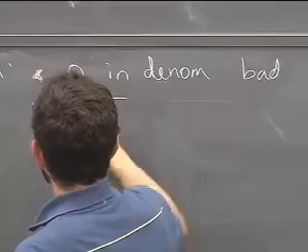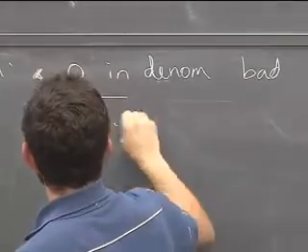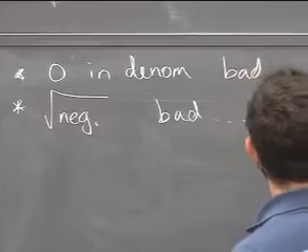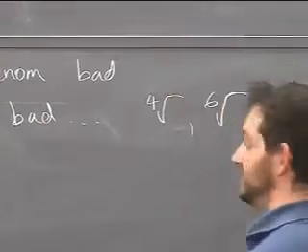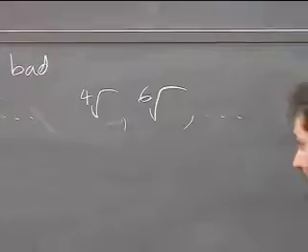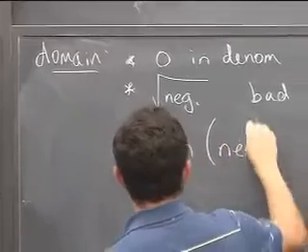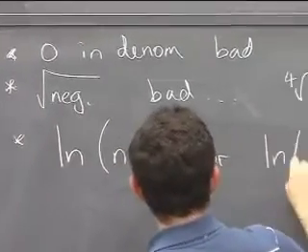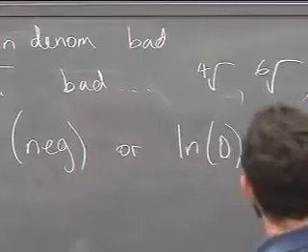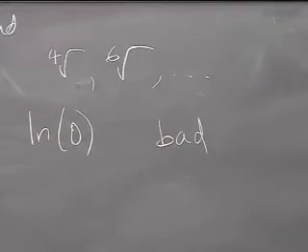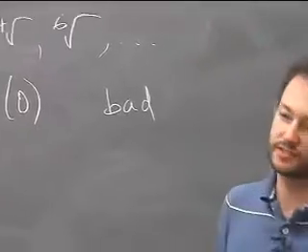Square root of a negative number, bad. Same goes for fourth roots, sixth roots, and so on. But not the cube root. You can take the cube root of a negative number, no problem. Also, you cannot take the logarithm of a negative number, or even log of 0. That's bad. You can take the square root of 0. You cannot take the logarithm of 0. So those are the most common bad things.